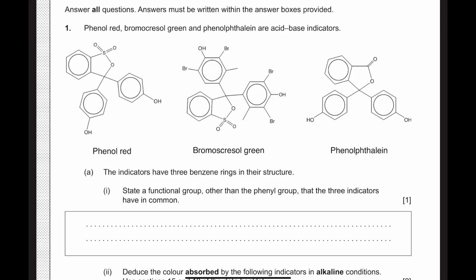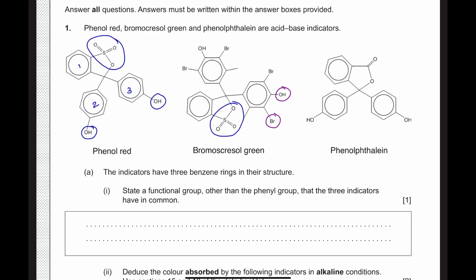So they have given us three different indicators: phenol red, bromocresol green, and phenolphthalein, right? So state a functional group other than phenyl group that these three indicators have in common. So let's look for the groups. You have three benzene groups in phenol red. You have this sulfur oxygen group, and you have an OH group. Next, in bromocresol green, you have the same group as the first one, but you have bromine groups and you also have an OH group.